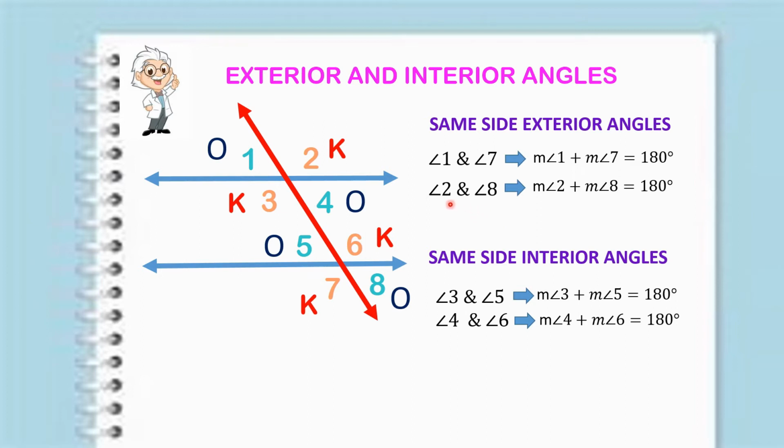Same with angle 2 and angle 8, same side exterior angles. 3 and 5, 4 and 6, same side interior angles. So in short, we can say that the same side interior angles and the same side exterior angles are supplementary when two parallel lines are cut by a transversal.